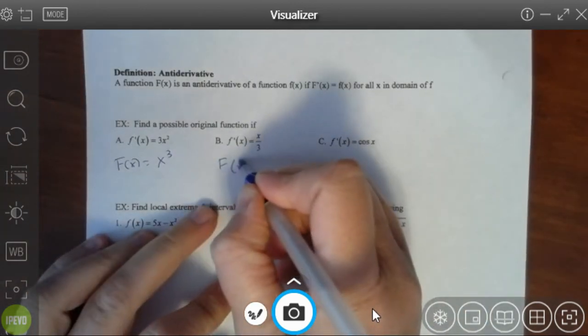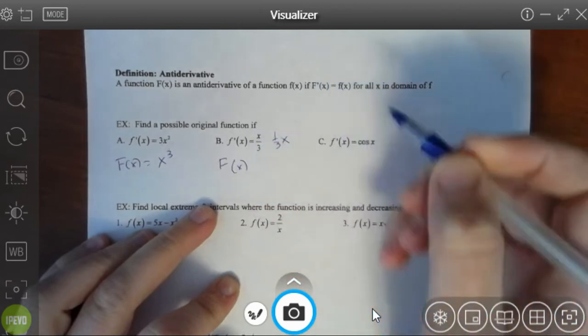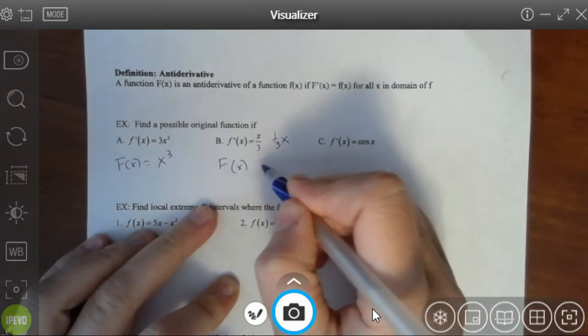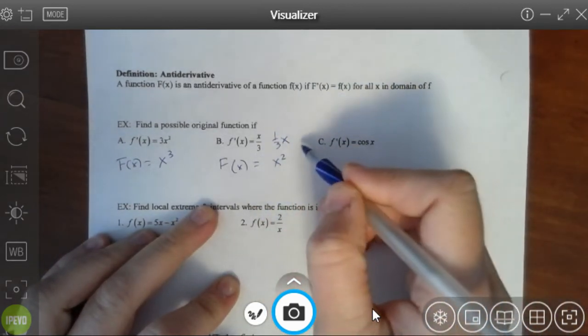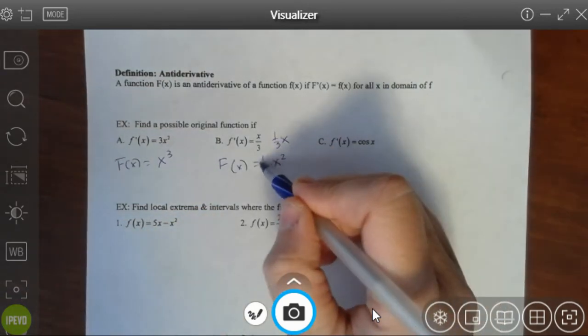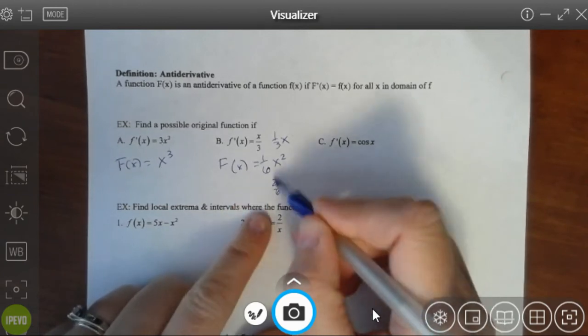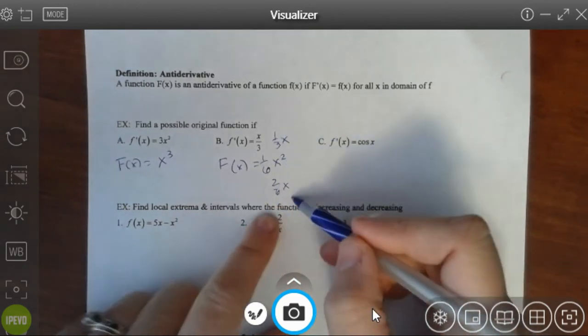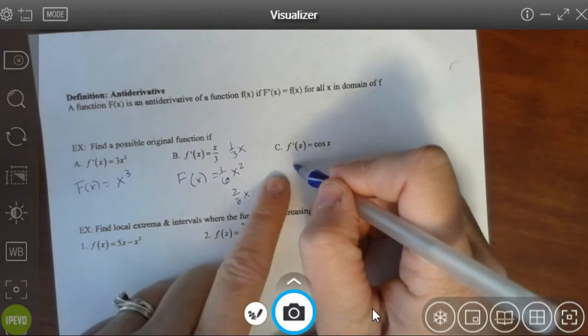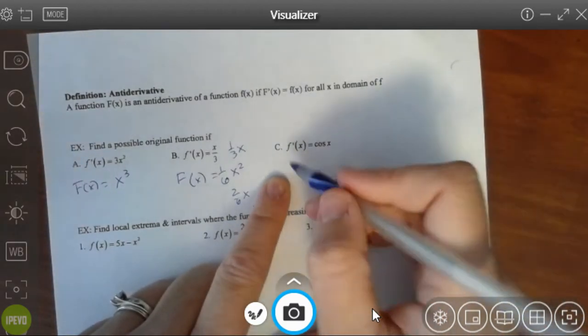So for b, this is the same thing as 1/3 x. So it tells me that my exponent was a square on it. And then I had to have brought it down, so that gives me a 1/6. So watch, if I bring down the power, that gives me 2/6 x, and that's the same as 1/3 up there. So you got to think backwards. Again, pause for C, and then get your answer.